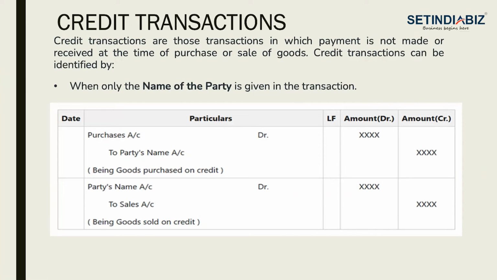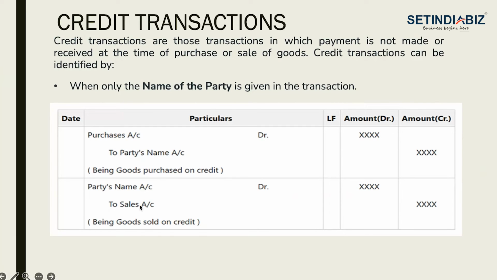For example, I am selling goods on credit to ABC company, so ABC company account is debited to sales. I am purchasing from XYZ company, so purchases account is debited to XYZ company. I'm again repeating, purchases account is being debited because it's a direct expense. Expense being increased, it is debited.